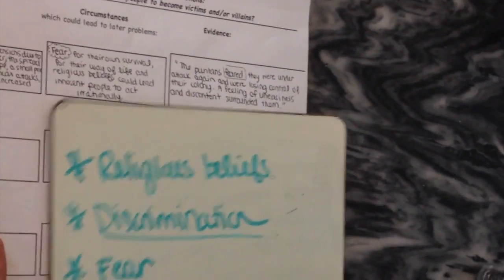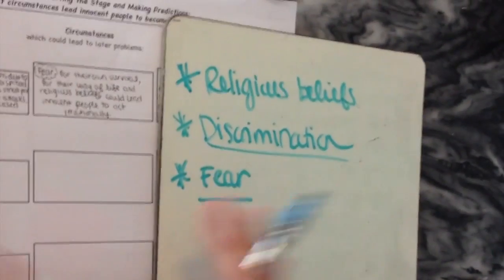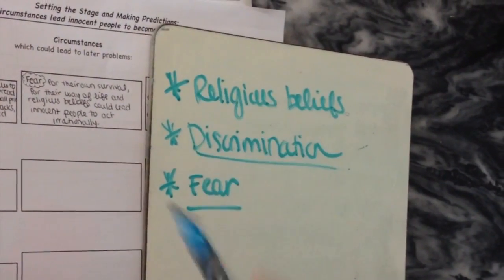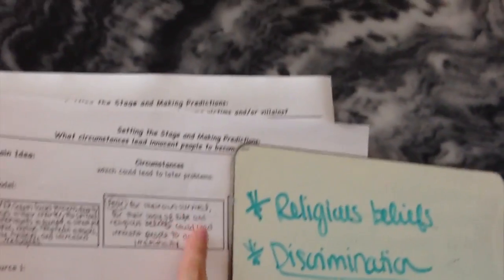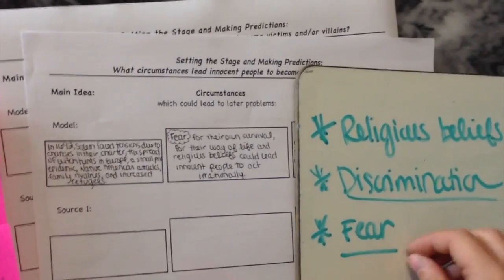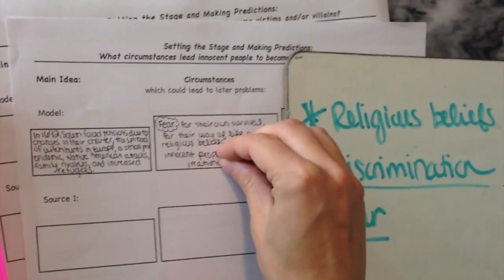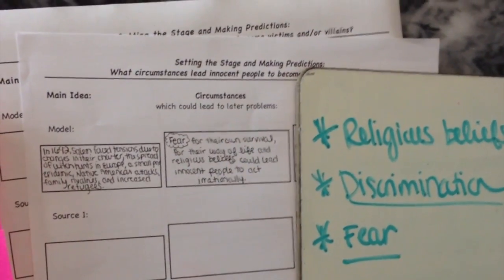So on my organizer, you can see that I kind of took all of this and made it into fear as the key circumstance. So fear for their own survival, for their way of life and religious beliefs, could lead innocent people to act irrationally. This is one circumstance that could lead to the Salem witch trials. That's my prediction, my hypothesis.